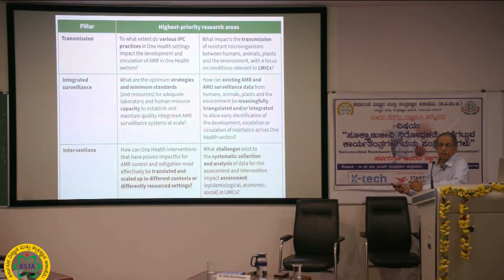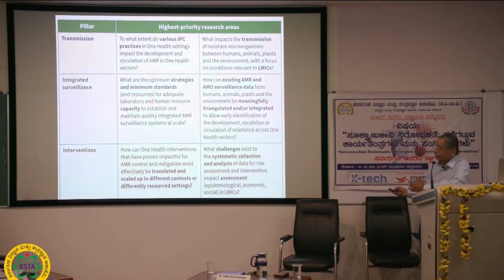Then under integrated surveillance. Now integrated surveillance was touched upon by other speakers during the first day. Dr. Anu Sharma talked about the work WHO is doing in terms of integrated surveillance, and in terms of international standard setting bodies, we have the Codex Alimentarius Commission, which has a guideline on how to conduct integrated surveillance between different sectors. So what are optimum strategies and minimum standards for adequate laboratory and human resource capacity? I will be touching upon some of these aspects a little later, because when you want to determine resistance, what are the laboratory methods that you use and what are the constraints that you face?